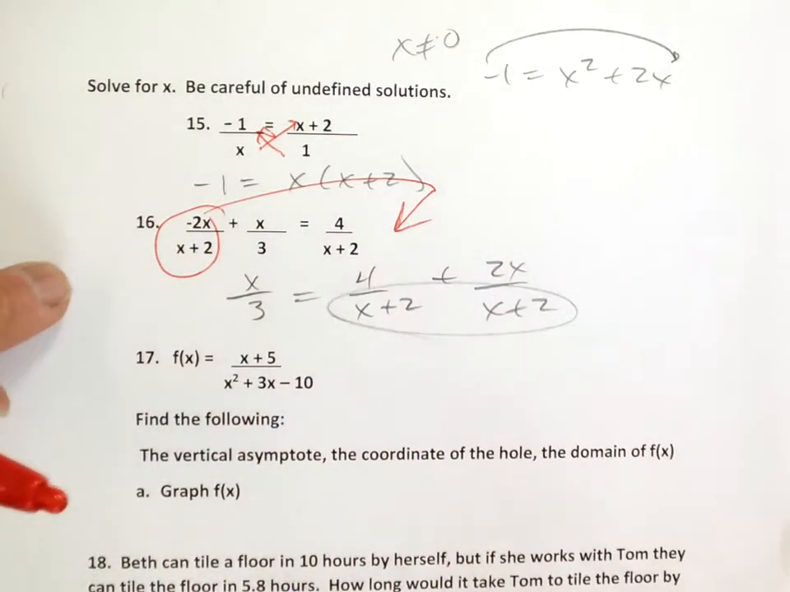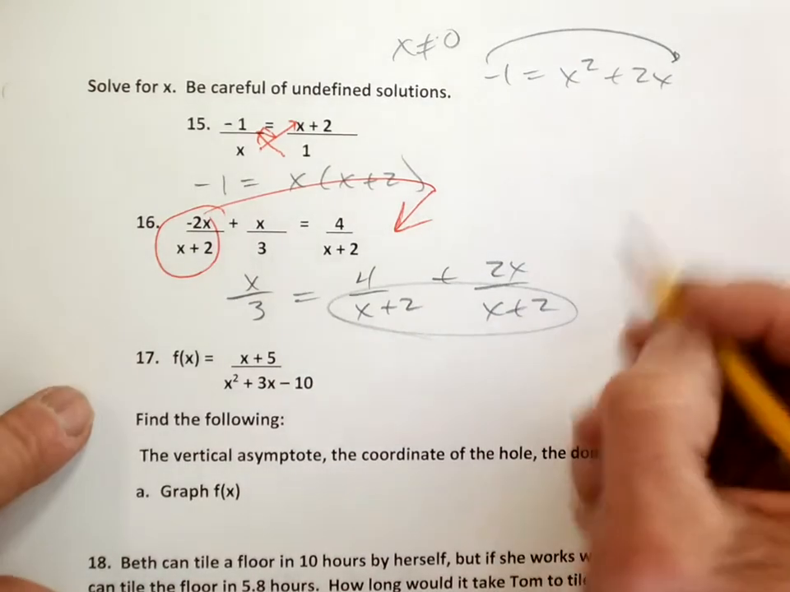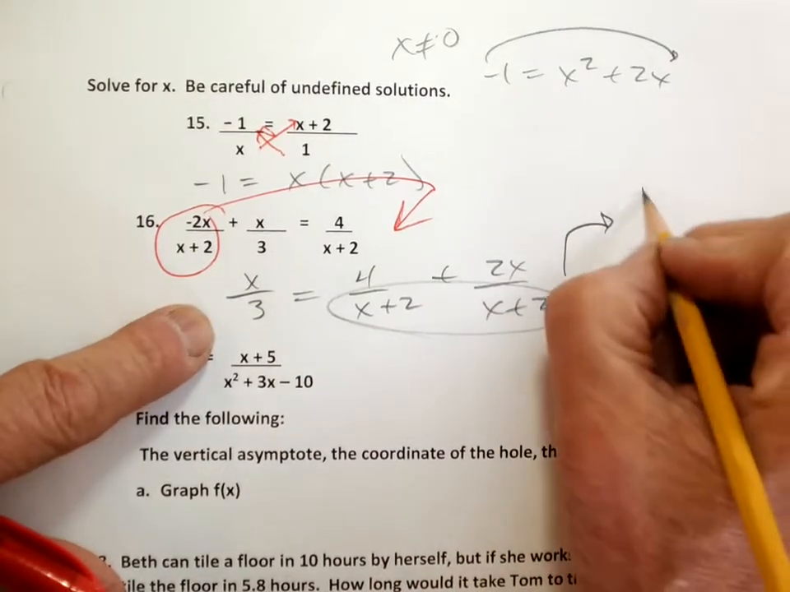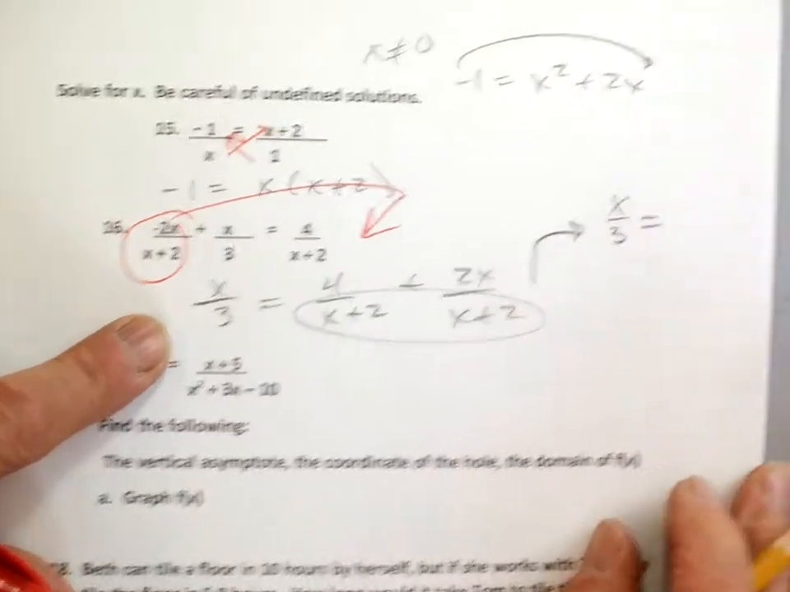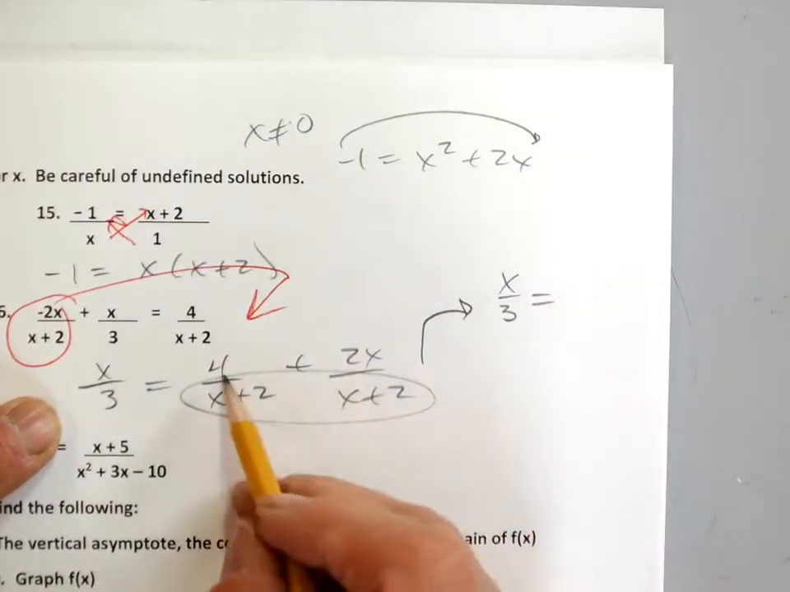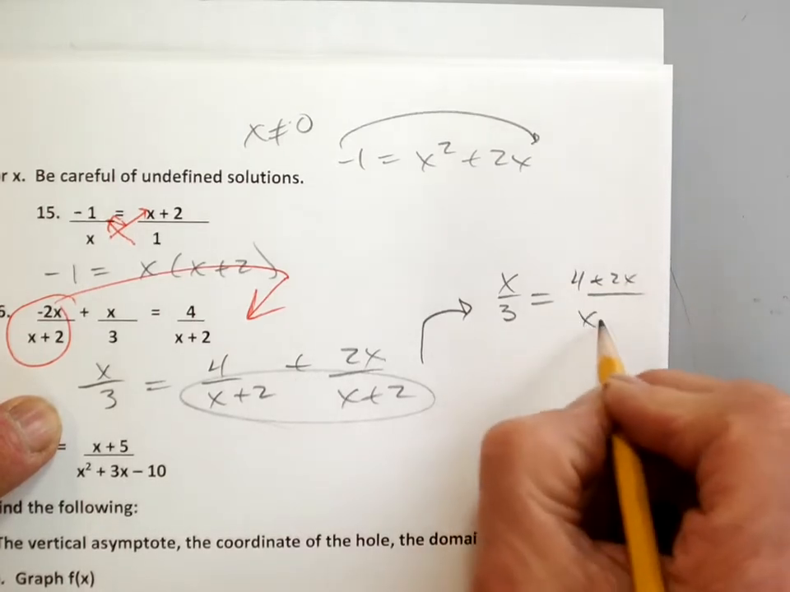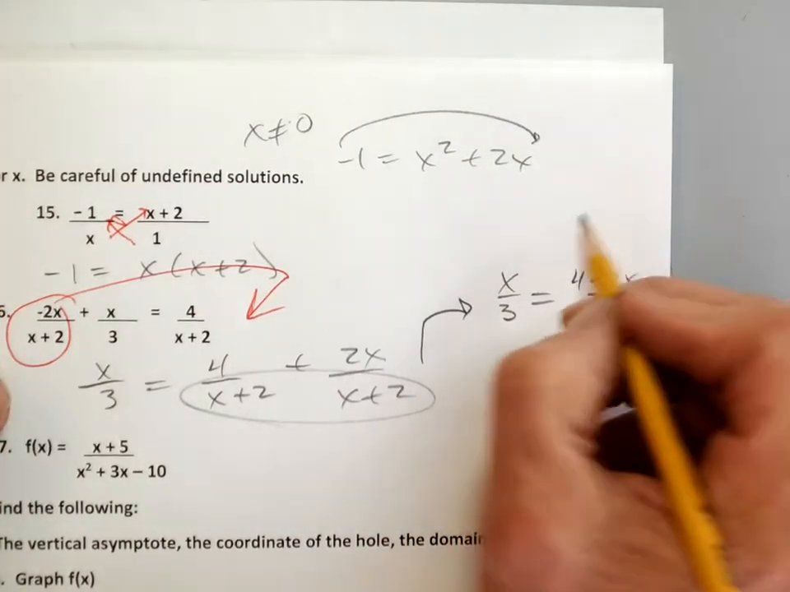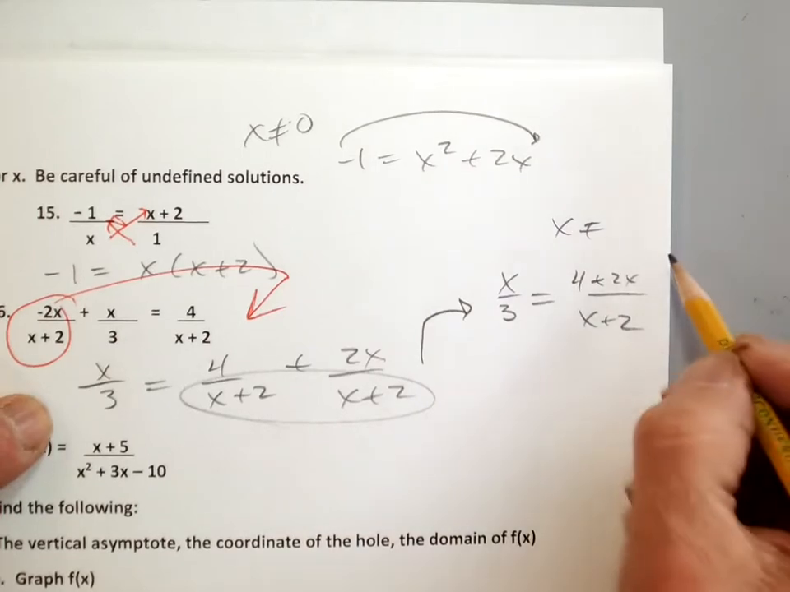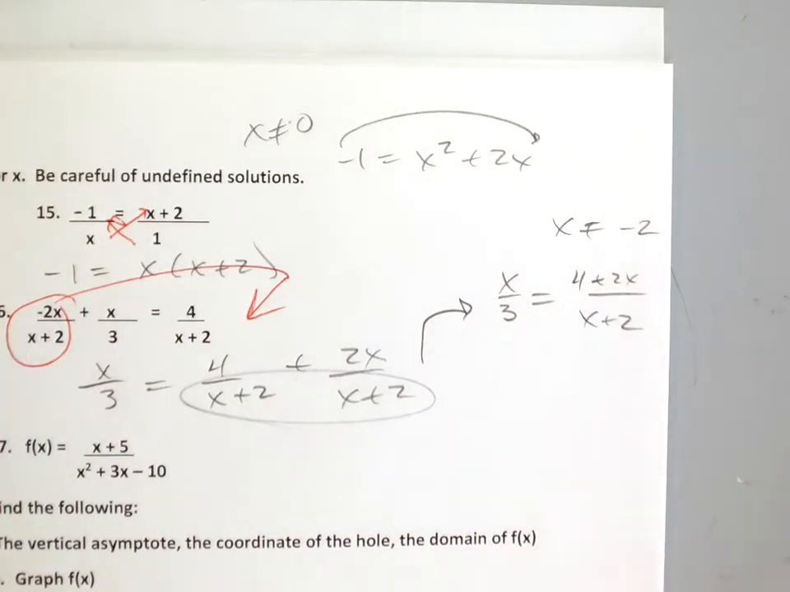These two already have a common denominator. I can combine them. Let me shoot this up here. So I have an x over 3 equals, let me shift this over so you can see it. I'd have a 4 plus 2x over an x plus 2, and then I'd cross multiply. X cannot equal negative 2, just right.